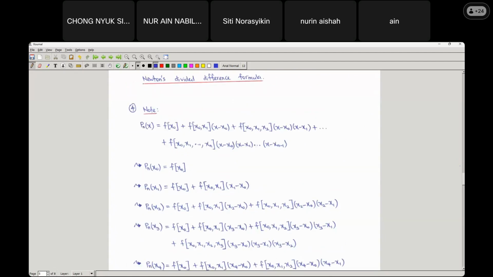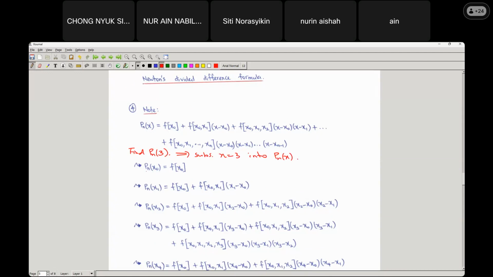We know how to find the value when you are given a function Pn(x). For example, if you are given a function Pn(x) like this and asked to find P(3), what does it mean? It means that we have to substitute x equal to 3 into the Pn(x) function, then you'll be able to get the value.